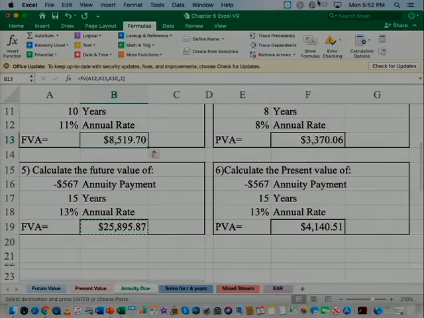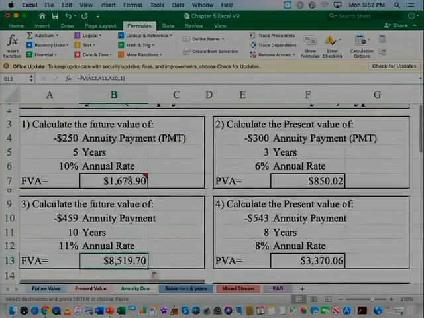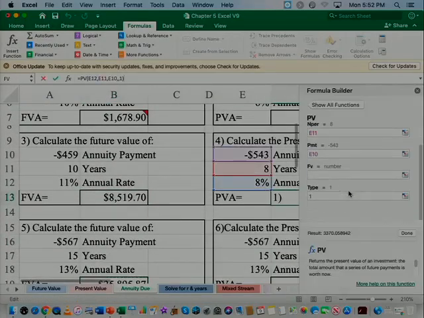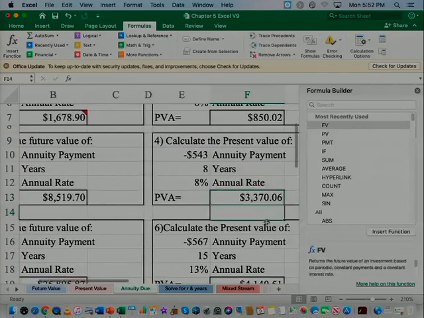I think I might have done that to all of them. Does that look better? Yeah. Okay. All right. Simple, right?